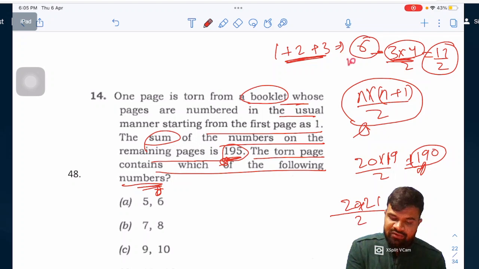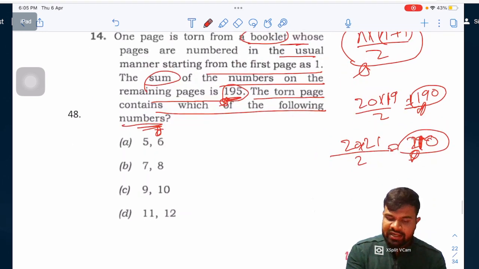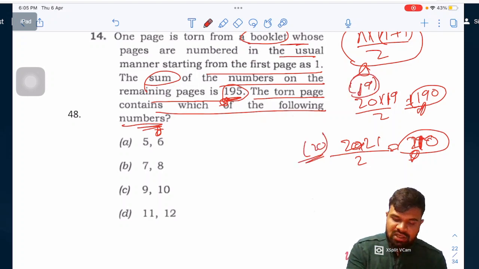20 into 21 by 2, we will reach 210. This can be the case. This is the sum of the first 20 pages. 210 can be the case because it is greater than 195, which is the sum of the remaining pages.